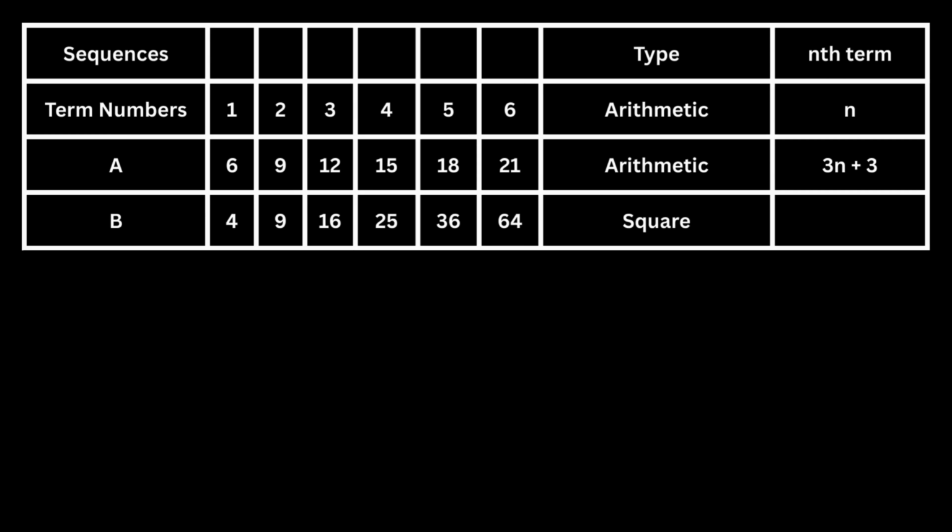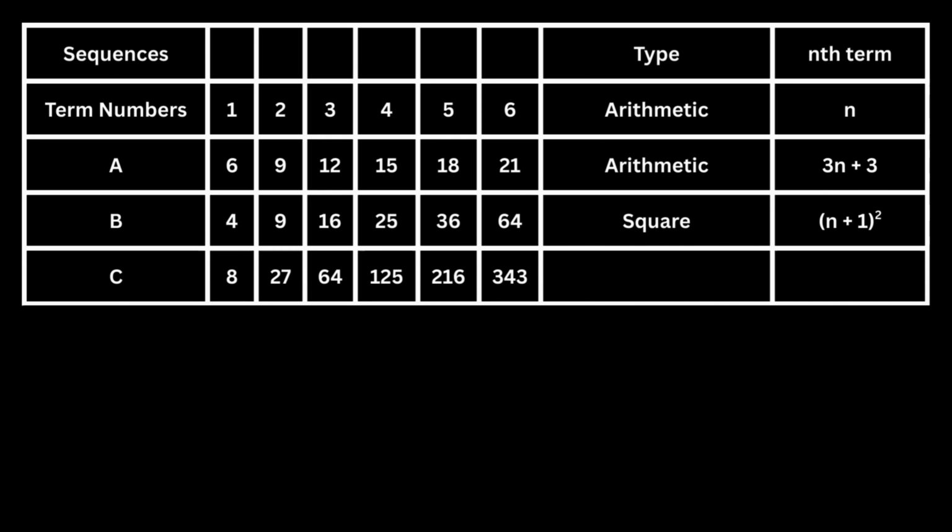As the sequence is starting from 4, there is a shift, and we replace n with n plus 1. The nth term is (n plus 1) whole squared. Next, we got 8, 27, 64, 125. Let's predict the sequence. Yes, it's cube numbers, and it is also shifted forward by one term. So we will replace n with n plus 1, and the nth term formula is (n plus 1) whole cubed.